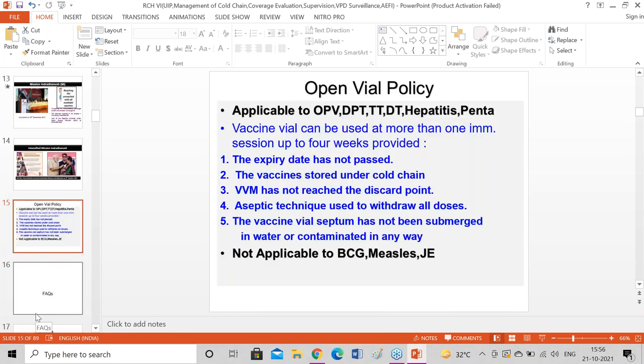Now let's talk about the open vial policy. What is the open vial policy and which vaccines follow it? A vaccine vial can be used at more than one immunization session up to 4 weeks. We can use a vaccine vial even after one immunization session up to 4 weeks, that is 28 days.